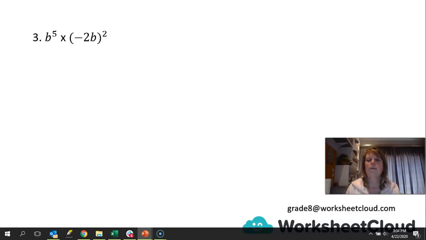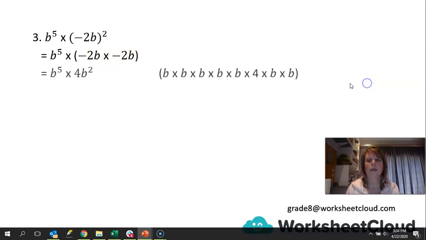Right, number 3, b to the power of 5 can stay as it is times minus 2b all squared. So here we have an even exponent, which means our negative is going to fall away. B to the power of 5 stays as is. In brackets we can write minus 2b times minus 2b because we've now expanded that out. Minus times a minus is a positive. 2 times 2 is 4, and b times b is b squared. So there we go: b to the power of 5 times 4b to the power of 2.